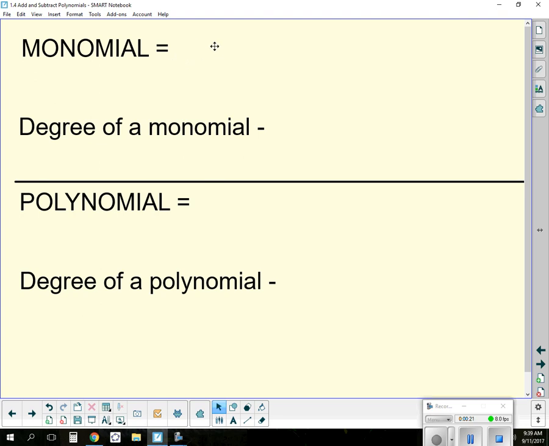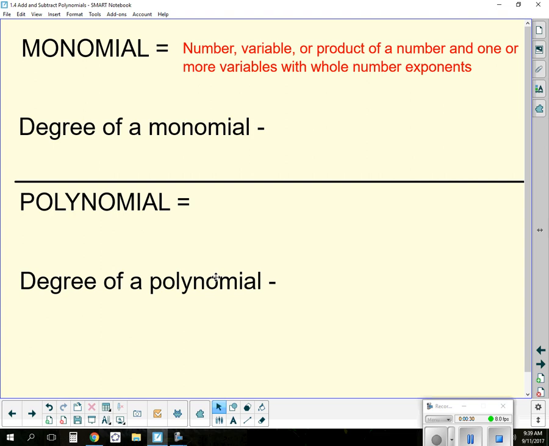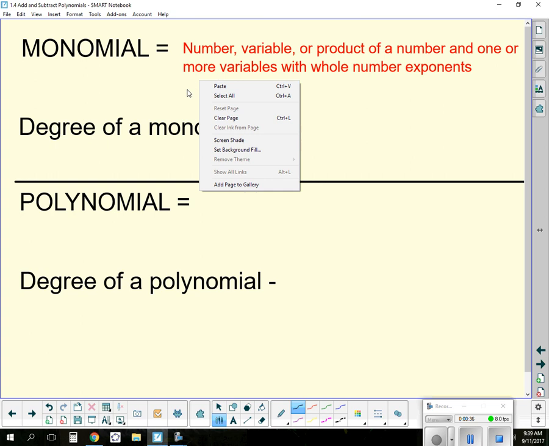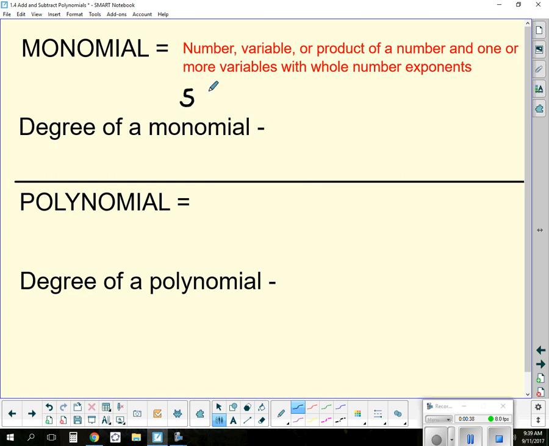First one, monomial. Mono, of course, right there, means one. So we are talking about a single number, a single variable, or the product of those. So it could just be a number, could be 5. That's a monomial. Could just be a variable, x. That is a monomial. Or it can be the product of those. So maybe 5x. That is a monomial.